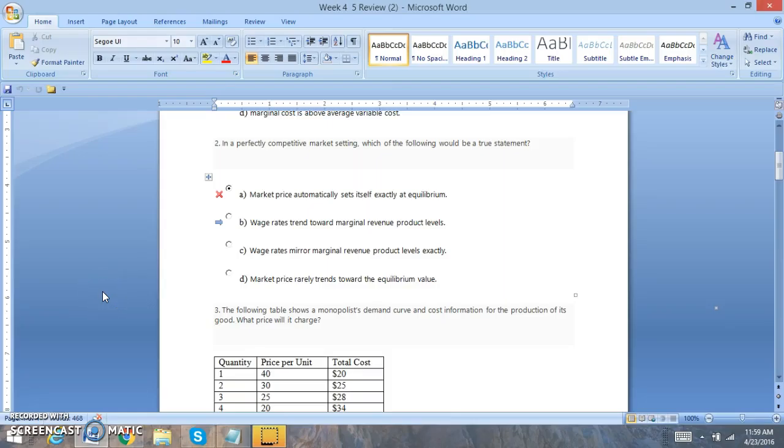Hope all's going well. I wanted to give you a little assistance on some of these questions, and I wanted to do it this way instead of typing. Maybe make it easier. The key to this question is perfectly competitive market. So in a perfectly competitive market, all the wages are the same that every worker gets, and the marginal revenue.